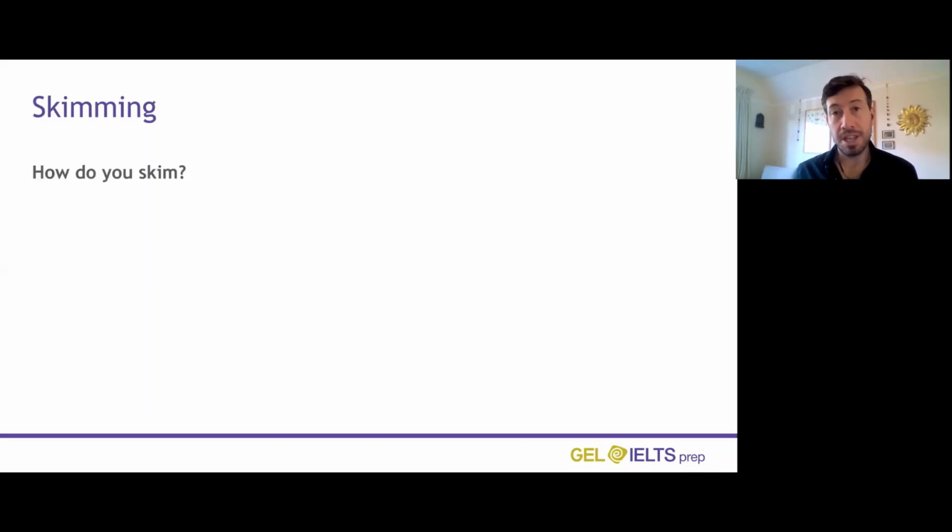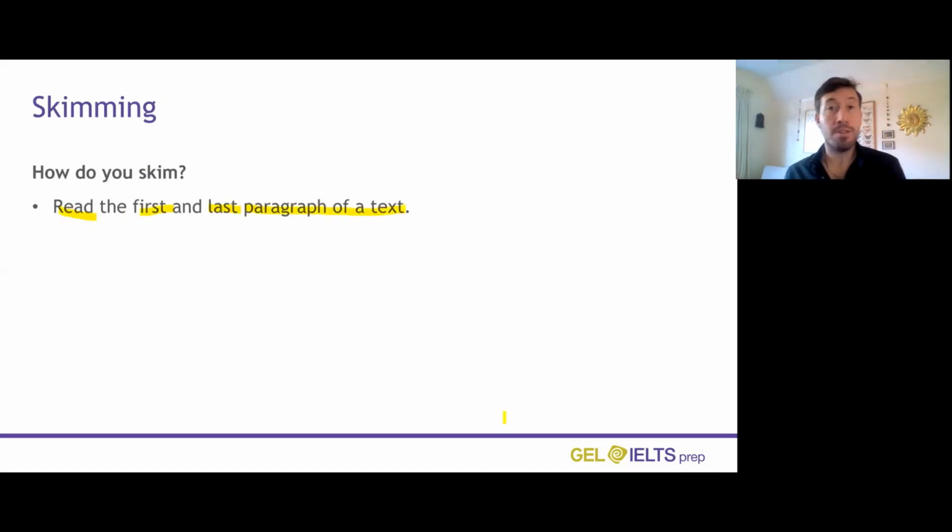So how do we skim? Well, first, you read the first and last paragraph of a text. Generally, in academic reading and writing, the first paragraph is like an introduction. So it will give you a kind of summary of the whole text. And the final paragraph is a conclusion. So it will, again, usually summarize the whole text. So by reading those two parts, you get a general picture of the whole text.